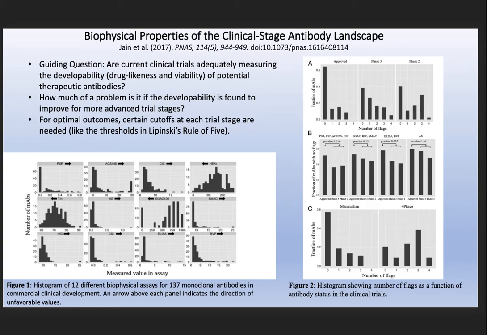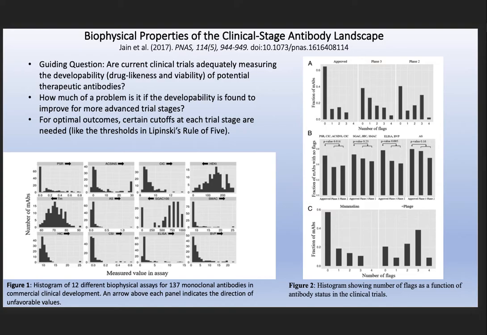This is Theodore, and I'll be doing my 3-minute paper presentation on this article titled Biophysical Properties of the Clinical Stage Antibody Landscape. So the authors of this paper aim to analyze whether a current repertoire of approved therapeutic antibodies, as well as antibodies in advanced clinical trial stages, at least phase 2 or above, actually possess the necessary developability, drug likeness, or viability, simply stated.